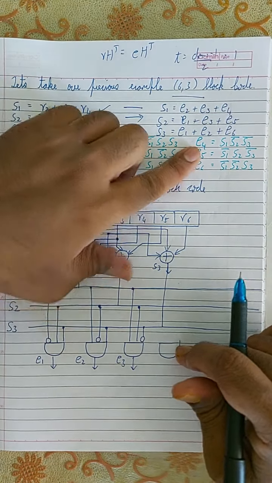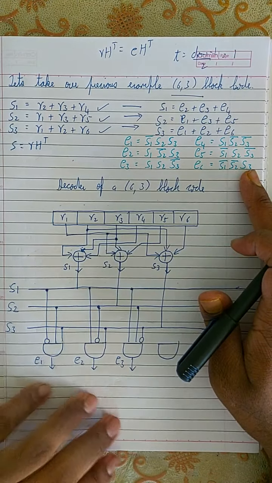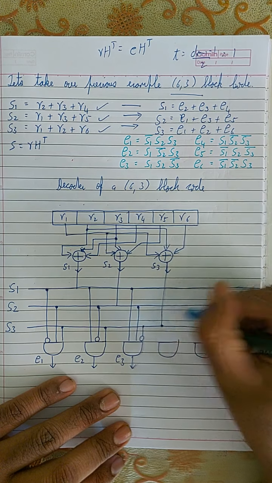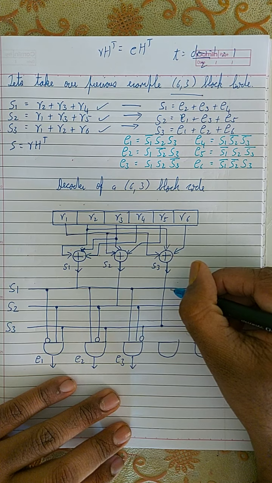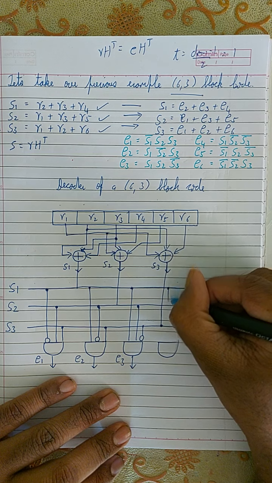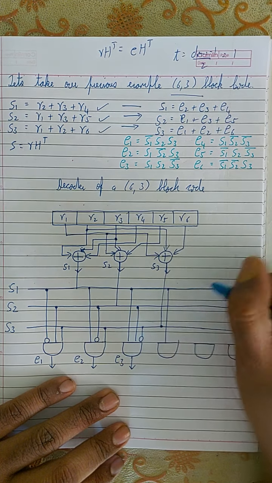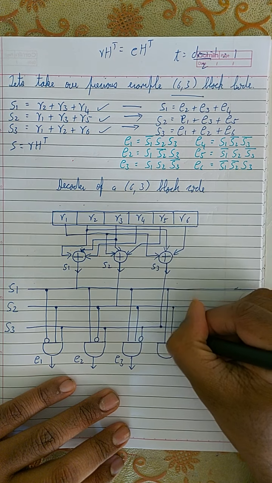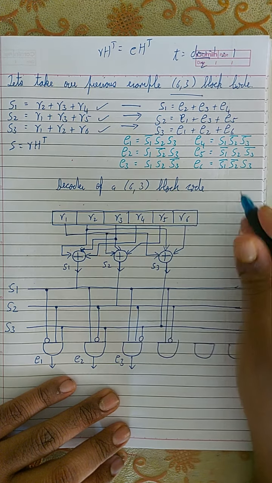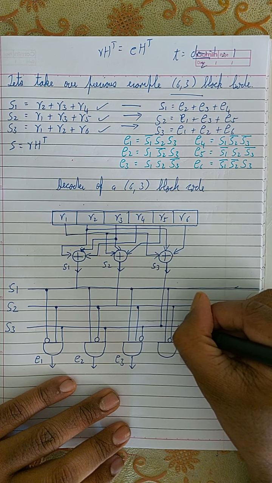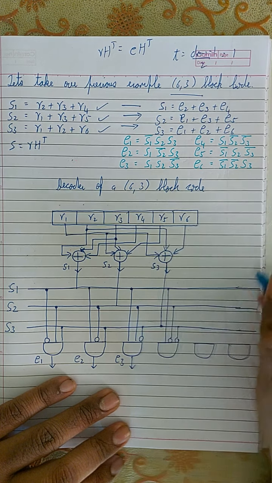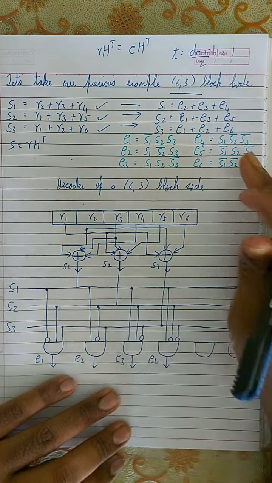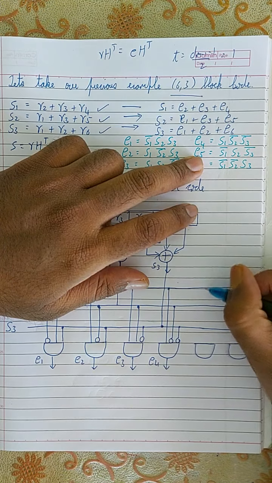Next we will draw for E4. S1, S2 bar, S3 bar. So let me draw it. S1, S2 bar, S3 bar. This is for E4.